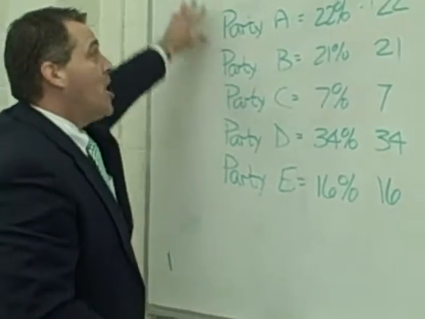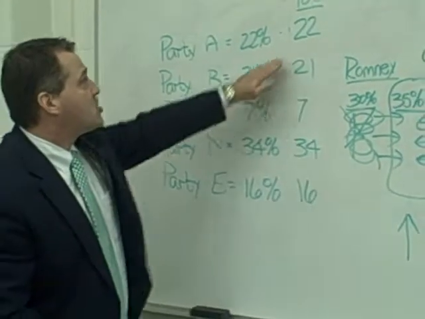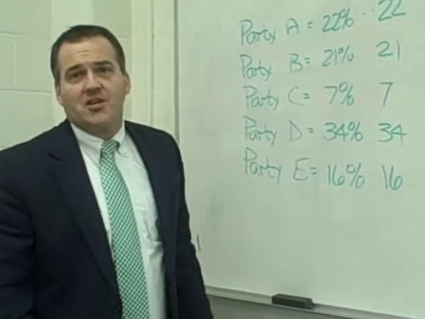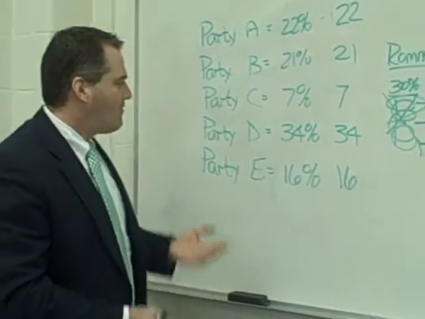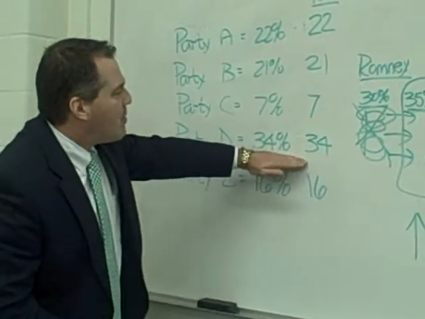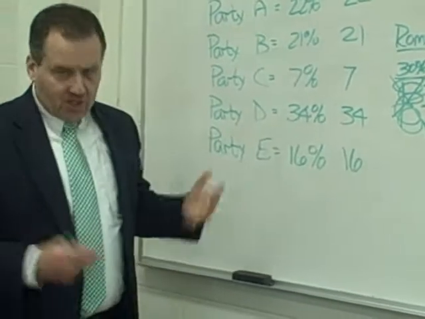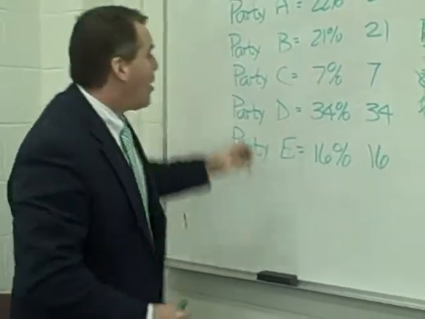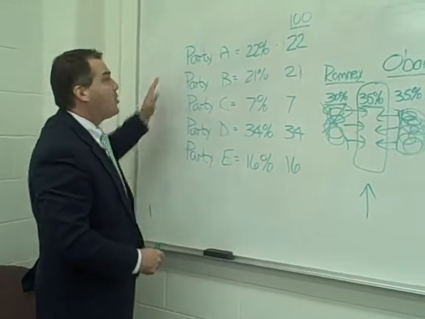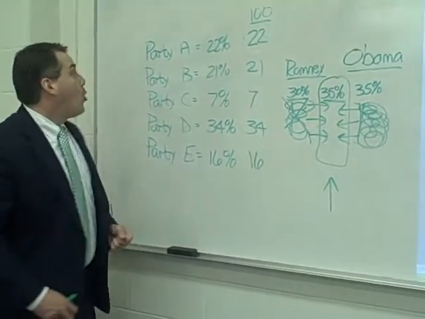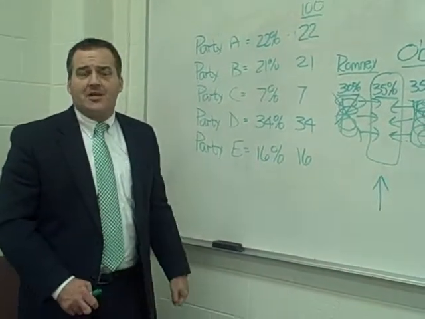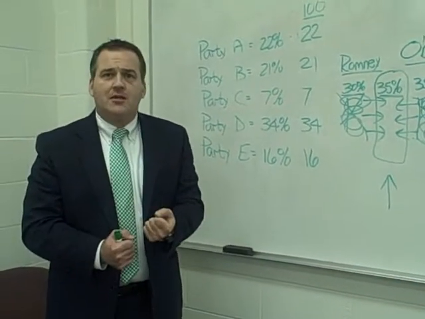Because when you think about it, Party A only got 22% of the seats, but they're going to have a voice in the government. Party C only got 7% of the seats, but they are going to have a voice in the government. Party D got the most. They only got 34 seats. So in order to get a majority, Party D is going to have to group up with at least one other party. Or in fact, a number of these other parties are going to have to group up against Party D in order to figure out who's going to be in control.